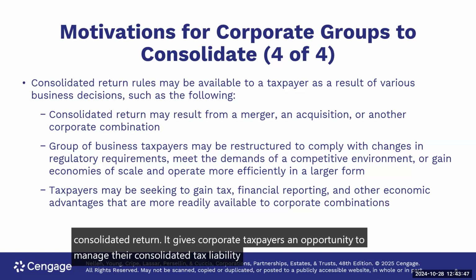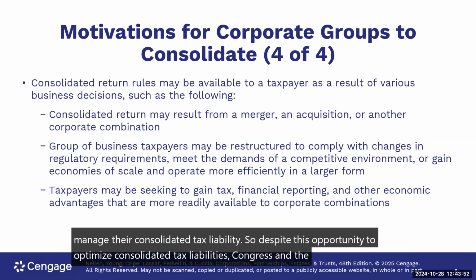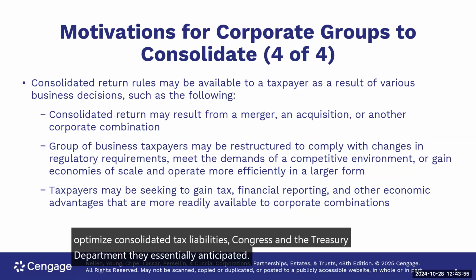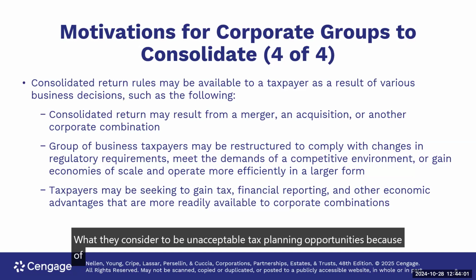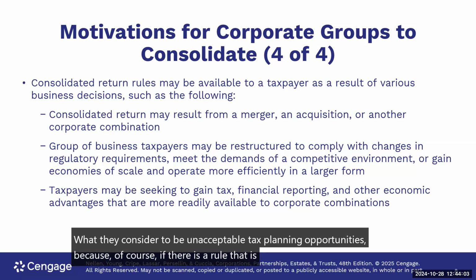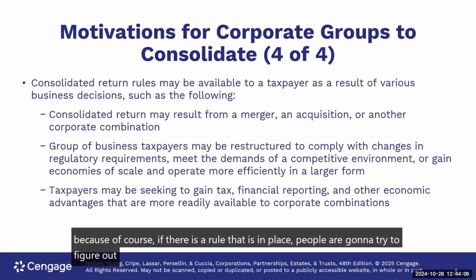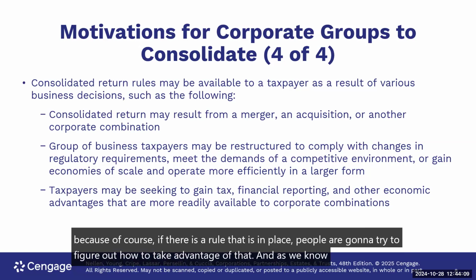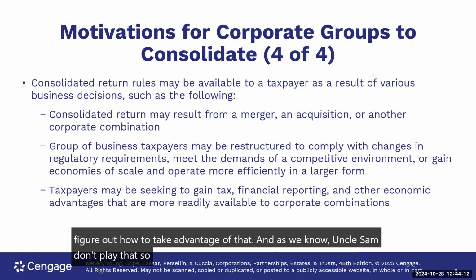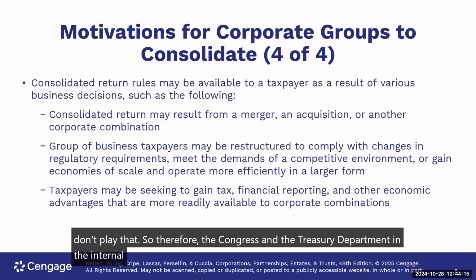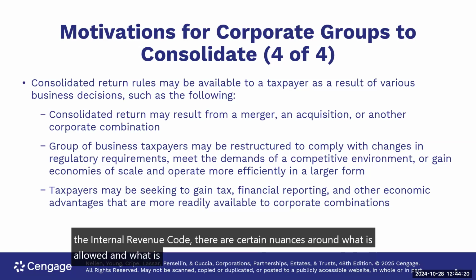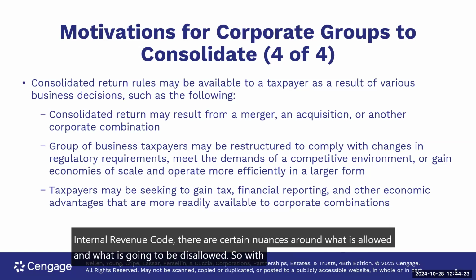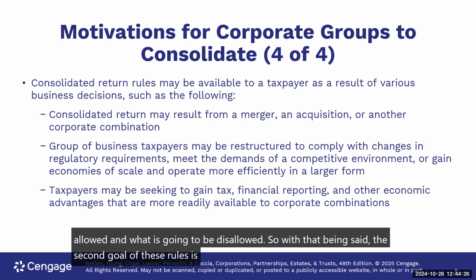Despite this opportunity to optimize consolidated tax liabilities, Congress and the Treasury Department anticipated what they consider to be unacceptable tax planning opportunities. Because of course, if there is a rule in place, people are going to try to figure out how to take advantage of it. And as we know, Uncle Sam don't play that. Therefore, in the Internal Revenue Code, there are certain nuances around what is allowed and what is disallowed.